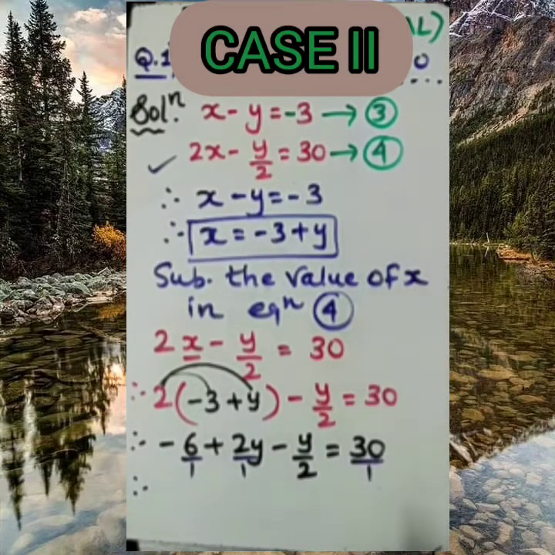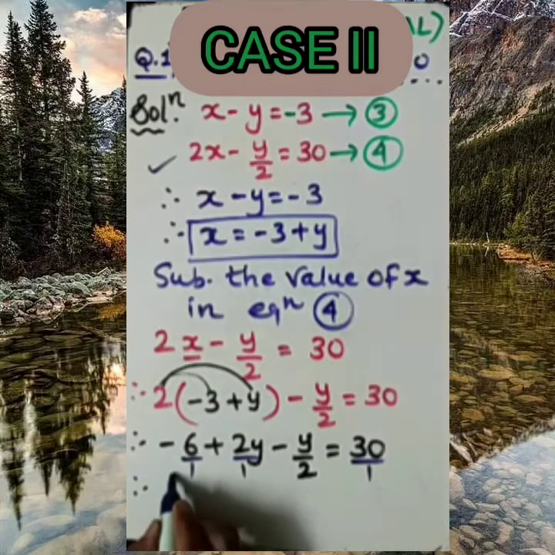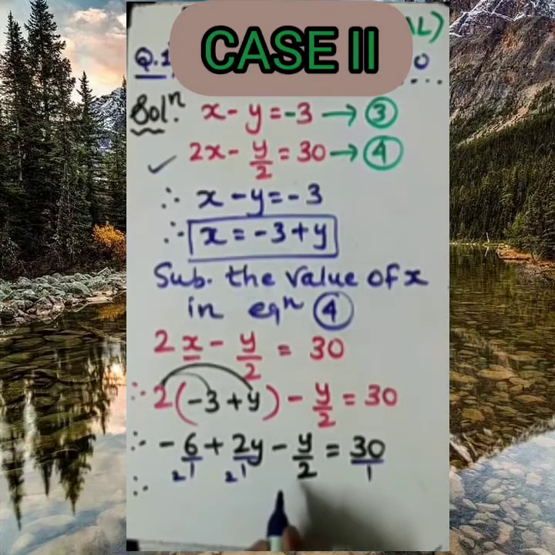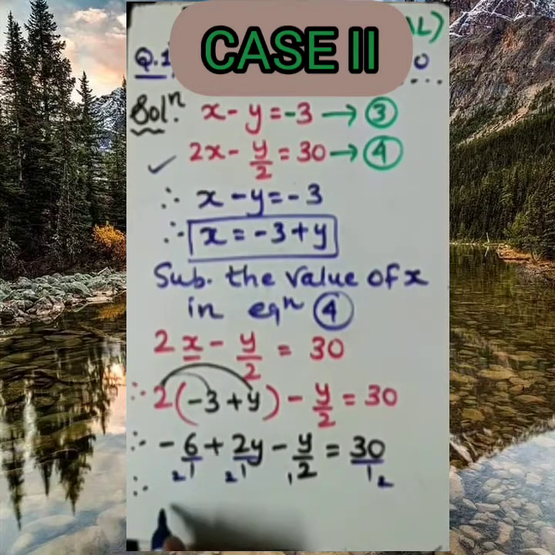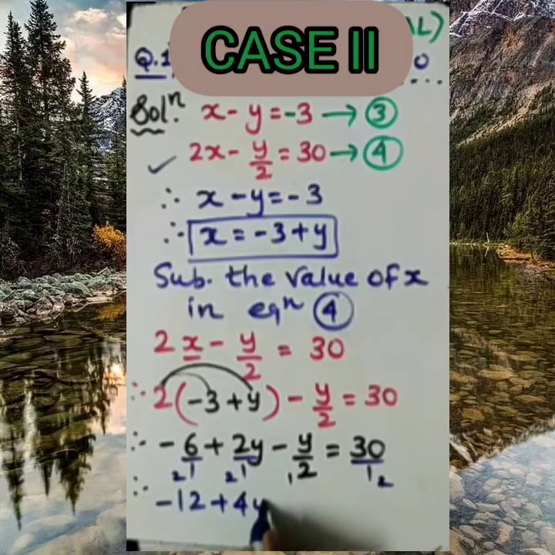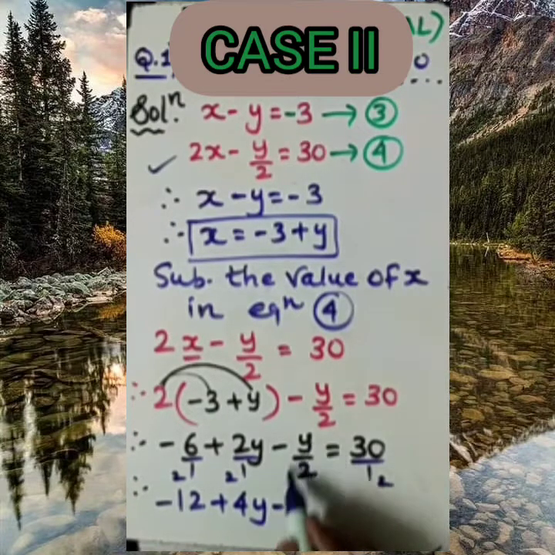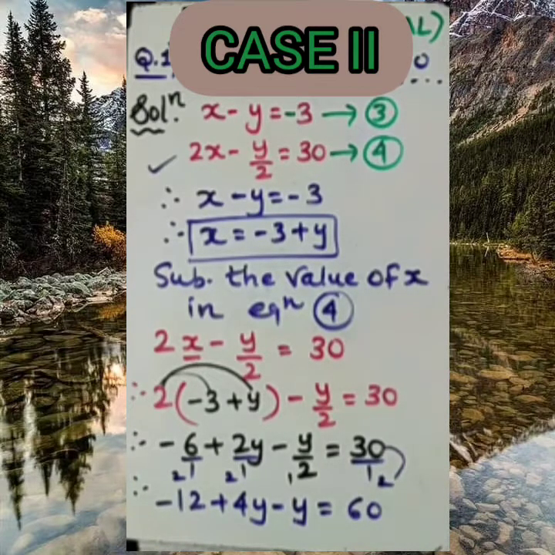Okay. Now what will be the LCM of 1, 1, 2, 1? Of course it will be 2. So I need to multiply this with 2, here with 2, here with 1 2, and here with 2. So let's simplify. 2 sixes are 12, minus 12, 2 twos are 4y, minus y, 1 is y, equal to 2 thirties are 60. Fine.